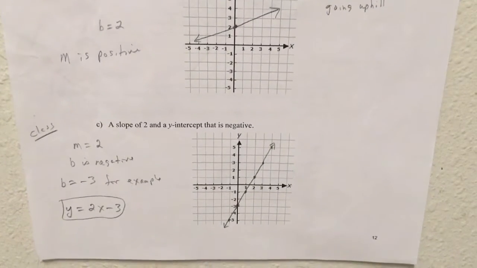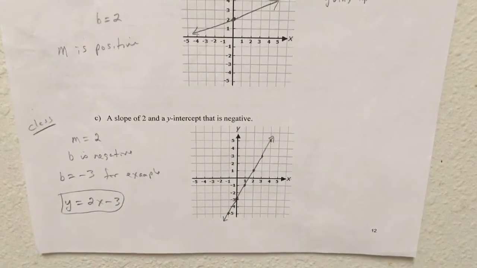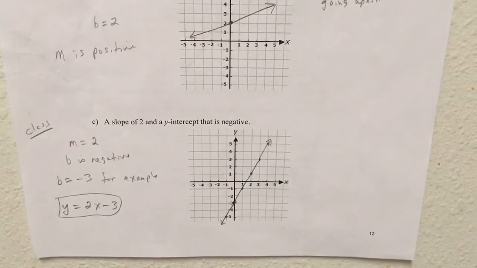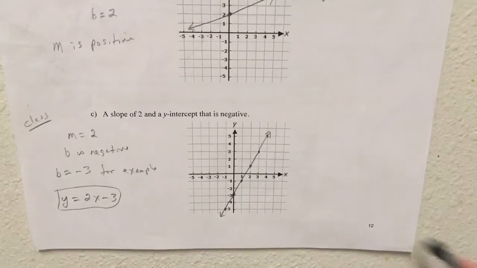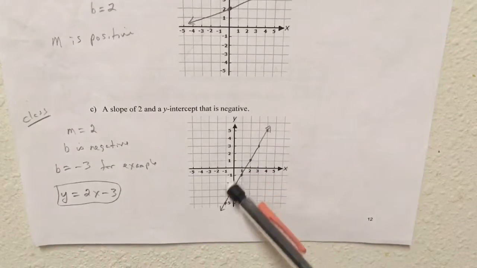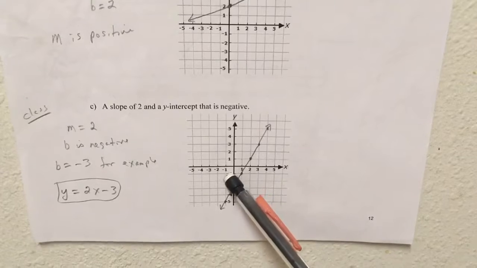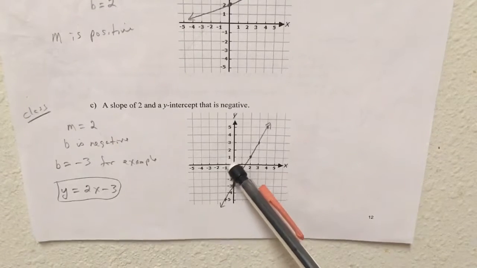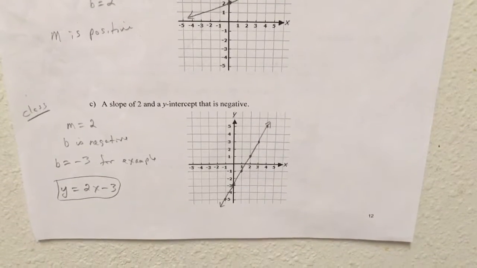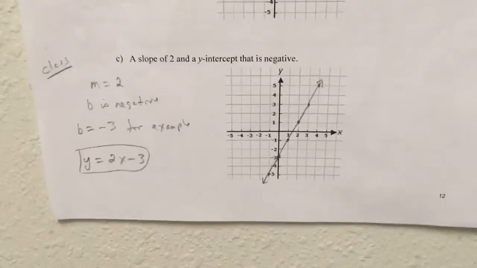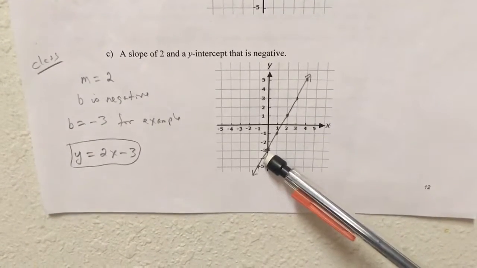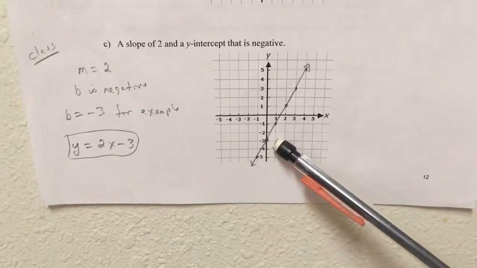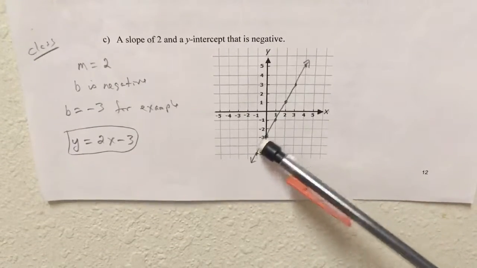In part C, we graph a straight line with a slope of 2 and a y-intercept that is negative. So it has to cross the y-axis below the origin, because all the y values below the origin are negative. In my example here, I have the graph of the straight line crossing the y-axis at -3. And so my y-intercept b is equal to -3.